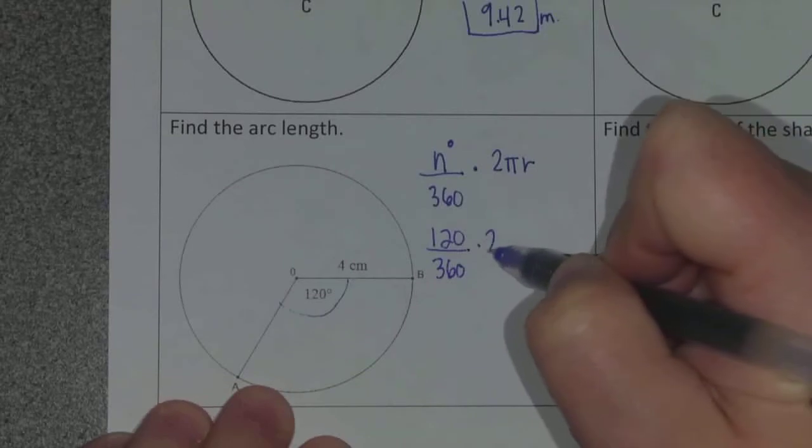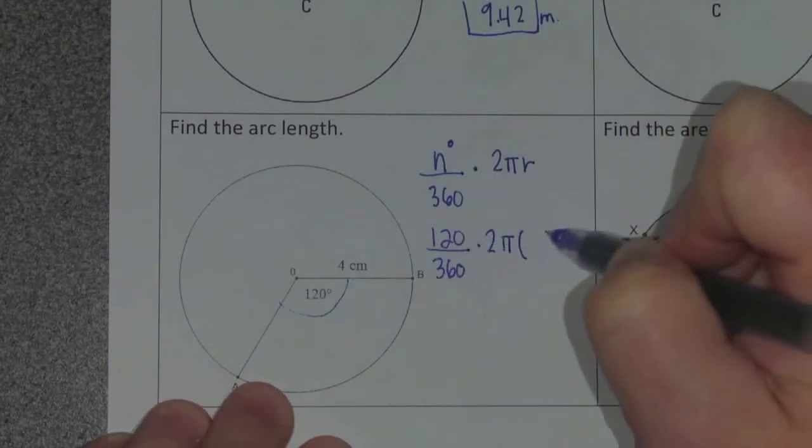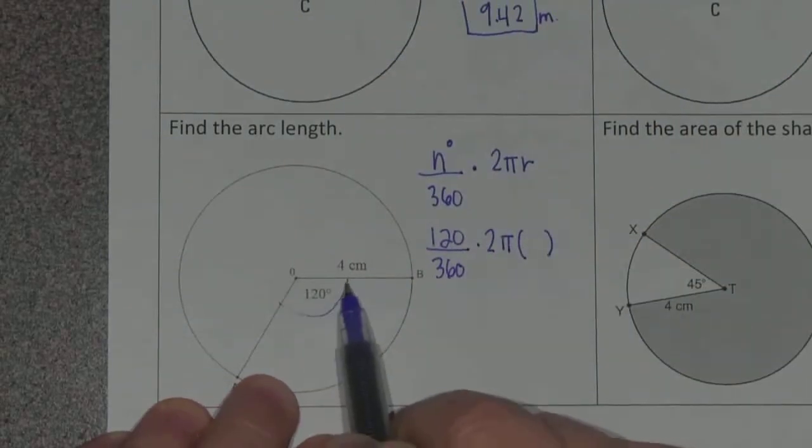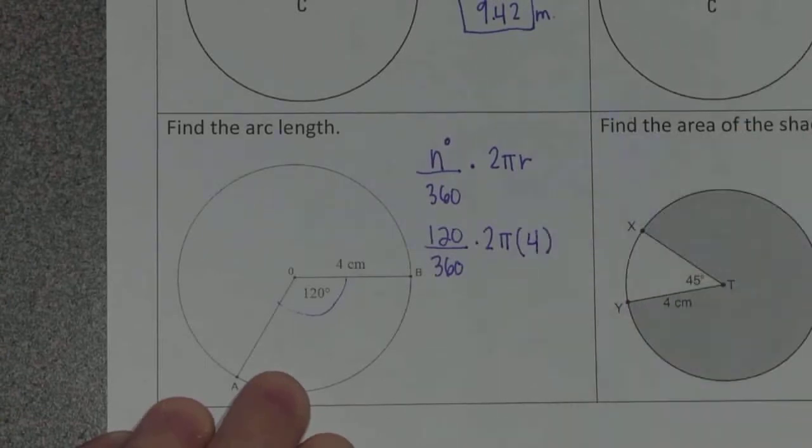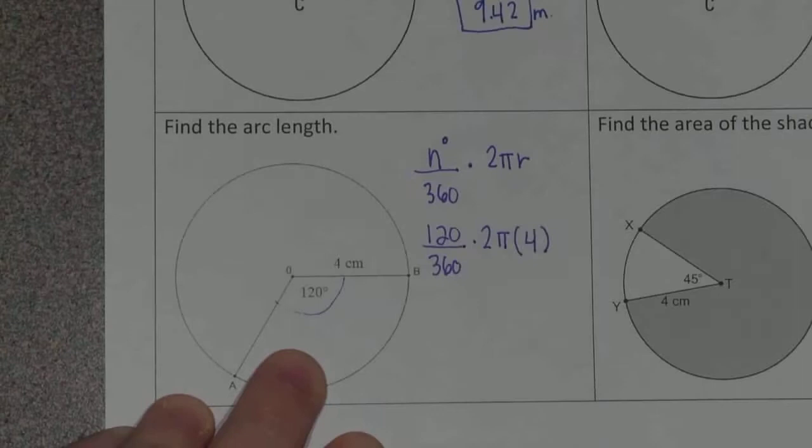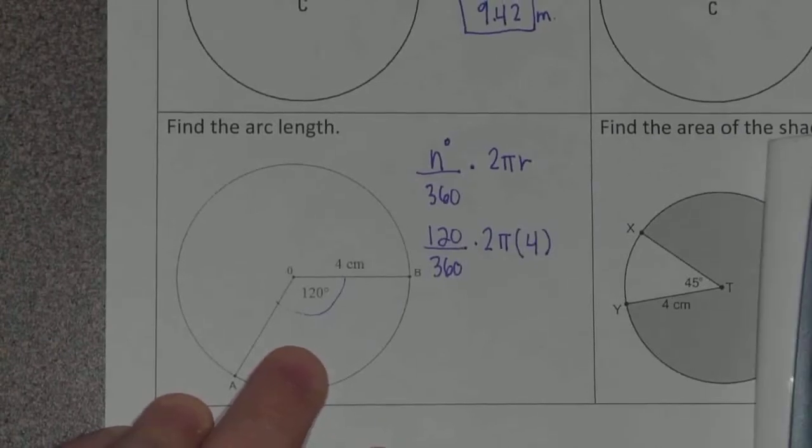And then times by 2 times by pi. And what's my radius this time? 4. So I'm plugging it in my calculator from there. So see if you can punch that in your calculator. Again, do that 120 over 360 as a fraction. It just will work easier that way.